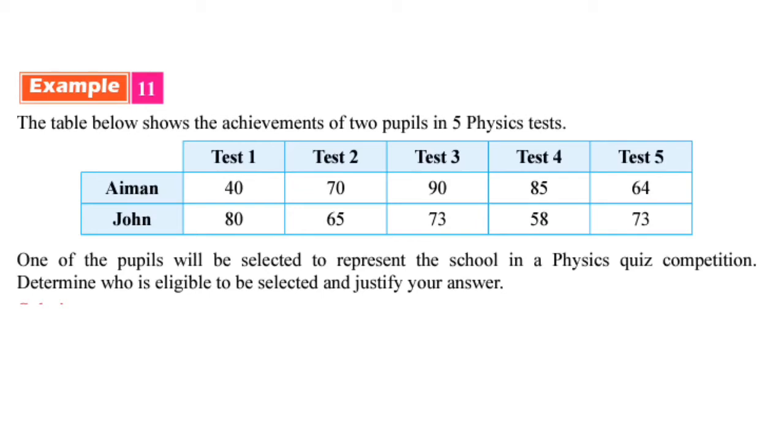We will choose based on the smaller standard deviation. The smaller the better. The smaller the cuter. John will be selected to participate in the physics quiz competition. The standard deviation of John's scores is lower because John's achievement is more consistent. You need to justify your answer by writing the sentence: the standard deviation of John's score is lower because John's achievement is more consistent. Please memorize the sentence. That is the so-called justification.